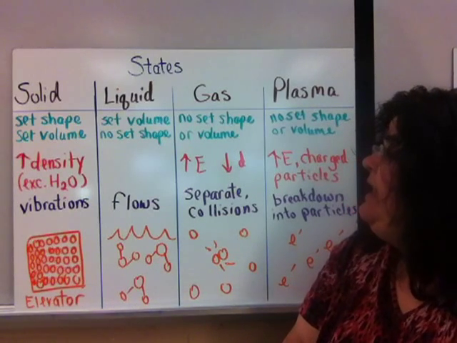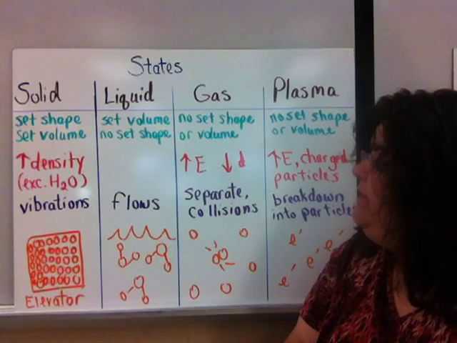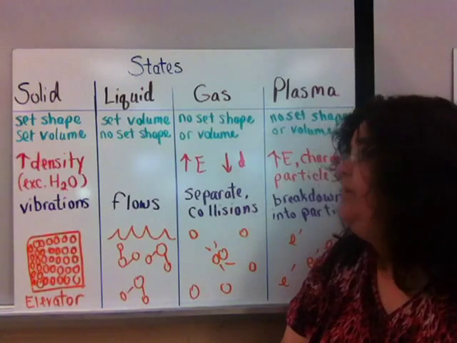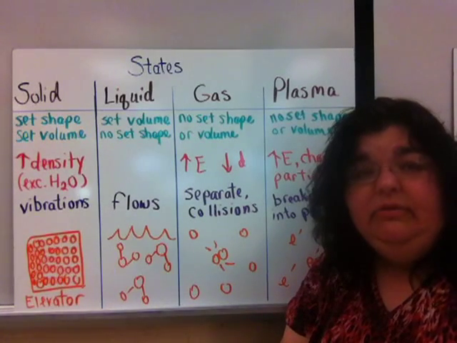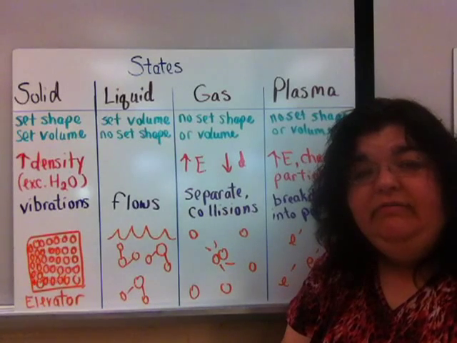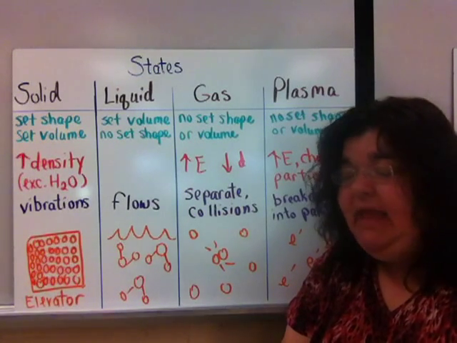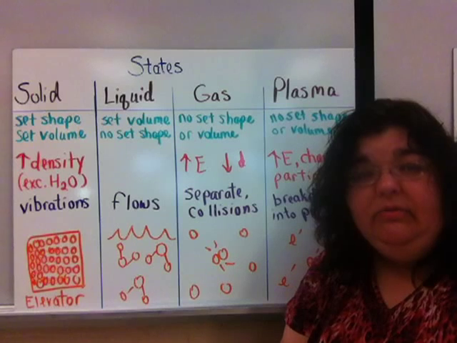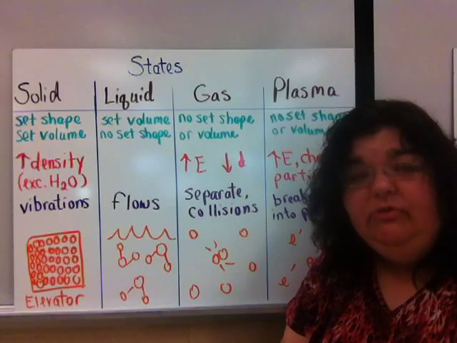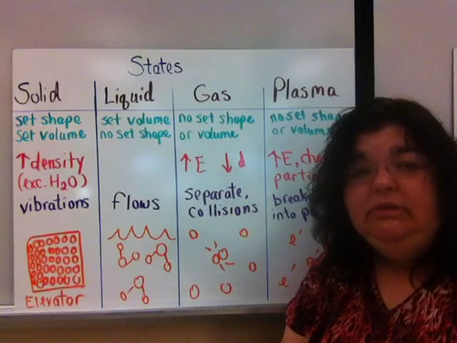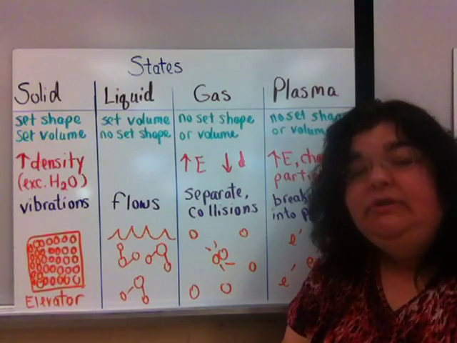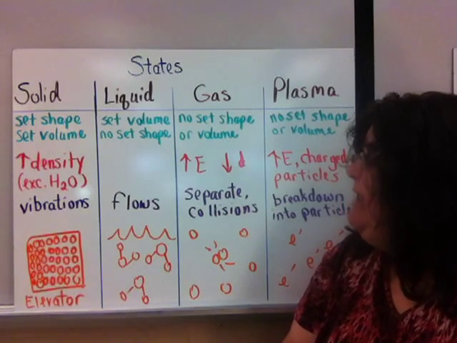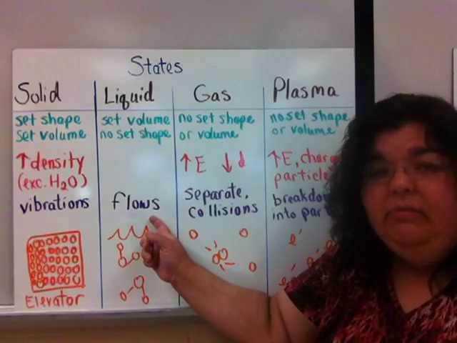Now, a liquid still has a set volume, but it has no set shape. So a fun trick to play on a younger child is to take a can of Coke and pour half of the Coke into a tall, narrow glass and the other half into a short, wide glass, and ask the child which one has more Coke. And they're going to be tempted at a younger age to choose the one that has a taller level for the volume because they don't understand that it's just taken the shape of the glass and the volume has not changed. Now, liquids flow around each other.